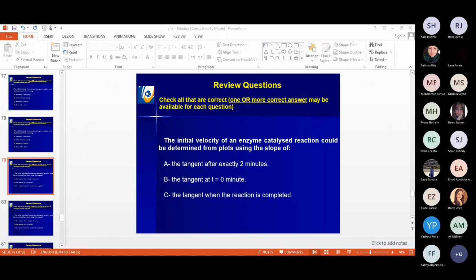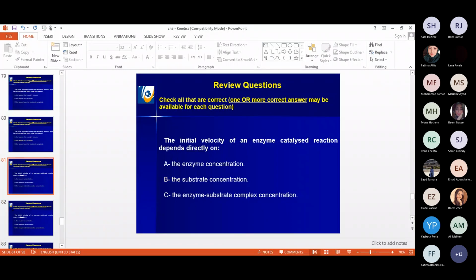Next. The initial velocity of an enzyme catalyzed reaction is determined from the plot using the slope of... we already answered this. Yes, the tangent at t equals 0 minutes. Tangent at time t equal to 0. I won't count this question for you because we just answered it.